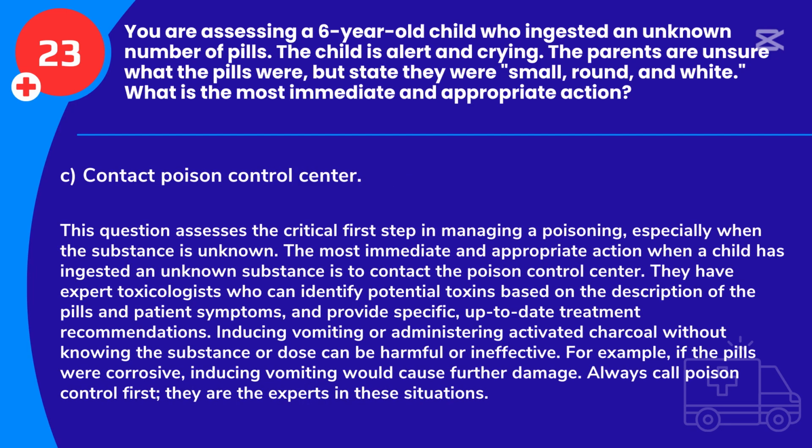Answer: C. Contact Poison Control Center. This question assesses the critical first step in managing a poisoning, especially when the substance is unknown. The most immediate and appropriate action when a child has ingested an unknown substance is to contact the Poison Control Center. They have expert toxicologists who can identify potential toxins based on the description of the pills and patient symptoms, and provide specific, up-to-date treatment recommendations.